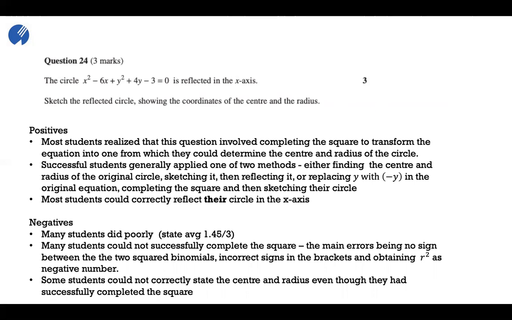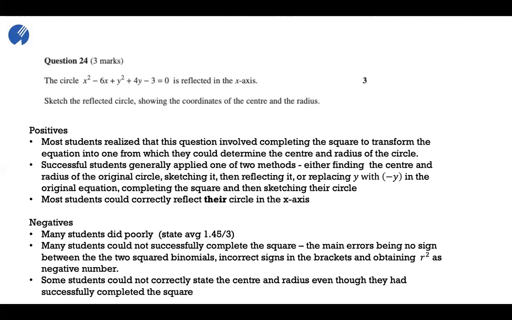Successful students generally applied one of two methods. One was they completed the square and found the centre and the radius of the original circle, stated it was the original circle, sketched it, then reflected it in the x-axis, clearly showing which was their answer. The more able students replaced y with minus y in the original equation, completed the square, and then just sketched a single circle showing the radius and the centre.